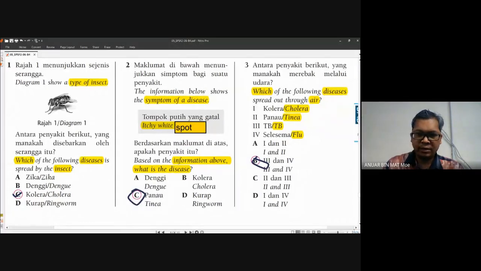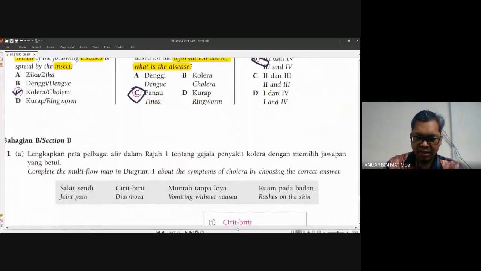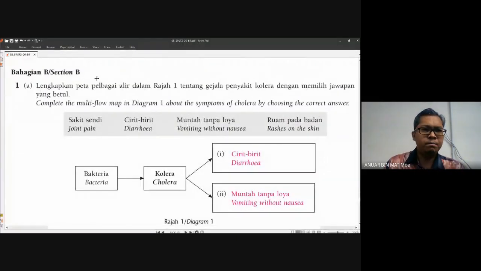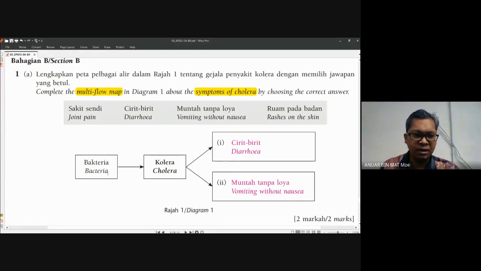Okay, next question. Section B. You must try to complete the multi-flow map, that's why I need you to read all the question. About what? About the symptom of cholera. A symptom of cholera by choosing the correct answer. Okay, so we have the bacteria. The bacteria is the pathogen that gives us the disease cholera.